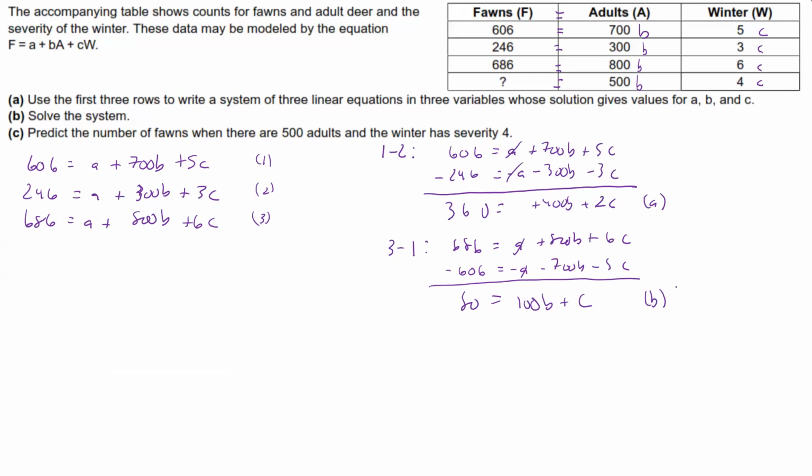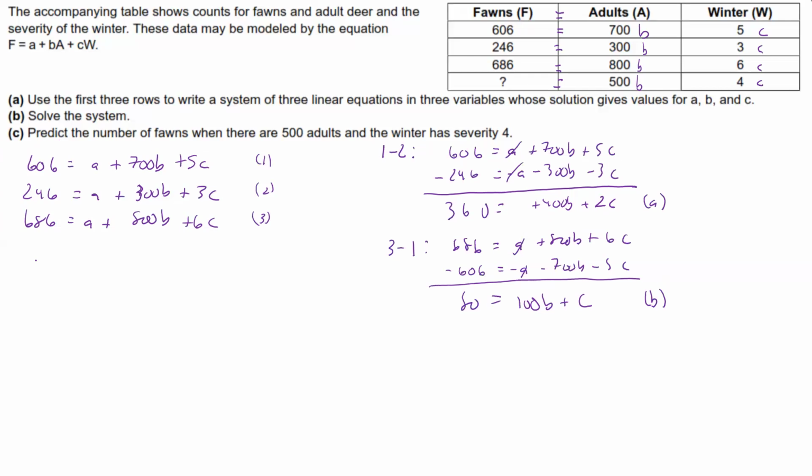Okay, so now I have A and B. I could do multiple things. I could get rid of B's if I multiply by negative 4 on this one, or if I multiply by negative 2, then I can get rid of C's. I think I'm going to multiply by negative 2 just because it's smaller numbers. I always want to work with the smallest numbers possible.